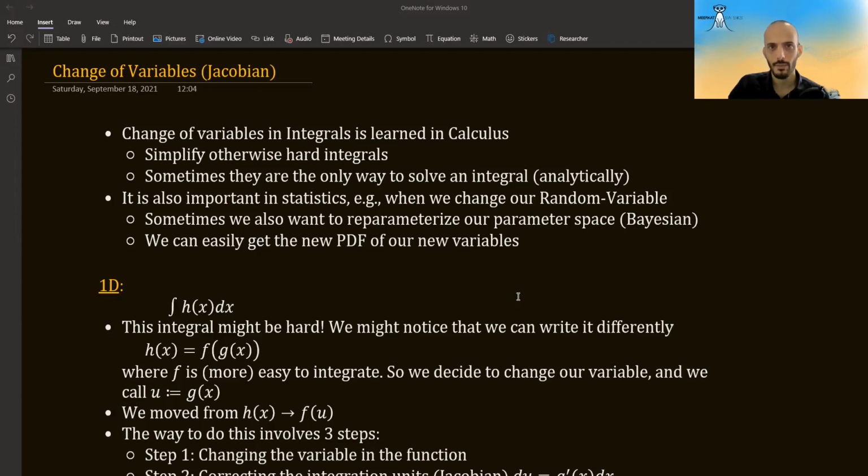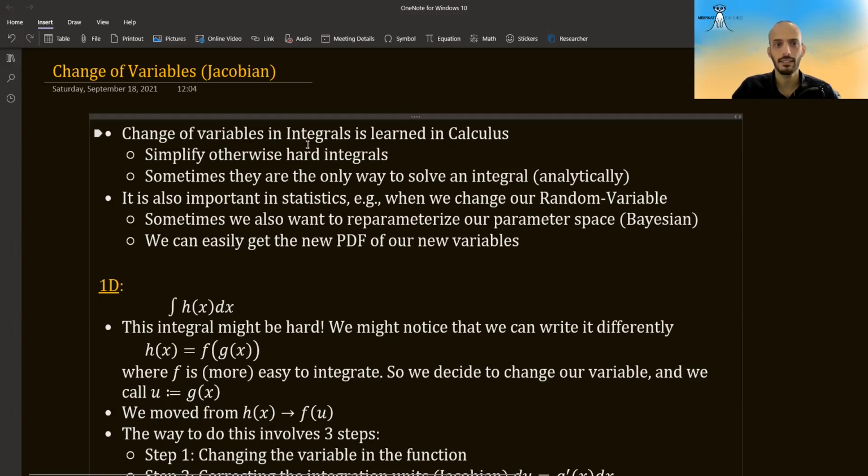There is more depth that you can go into, for example, with measure theory, but I think this depth is good enough for me, and I hope you find it also useful. Change of variables is usually learned in calculus. It's a way to simplify otherwise hard integrals, and sometimes it's also the only way to solve a hard integral analytically.